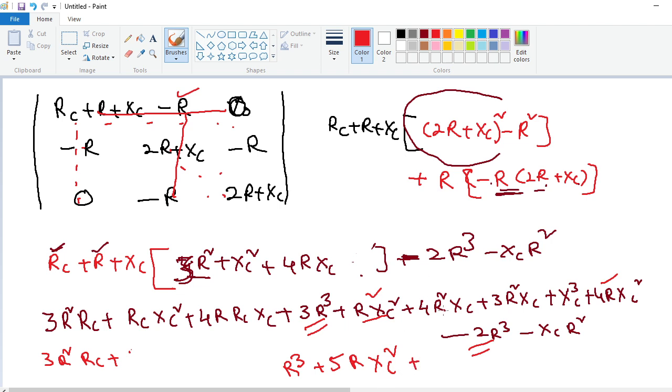Okay. 4R square XC plus 3R square XC, 7R square XC minus XC R square XC, that is equal to 6R square XC and XC cube. These are the simplifications.